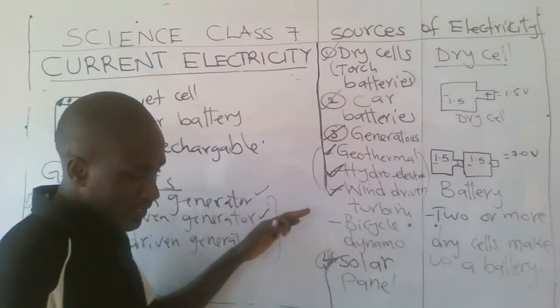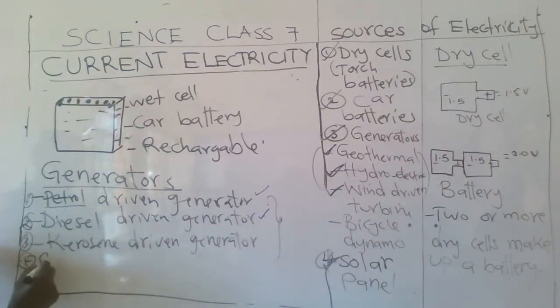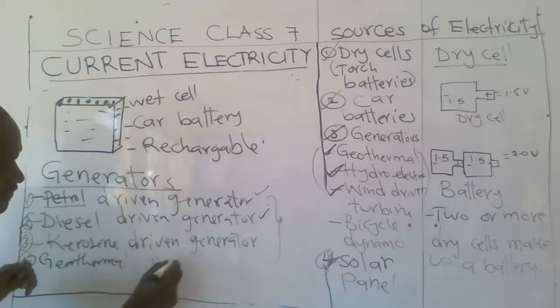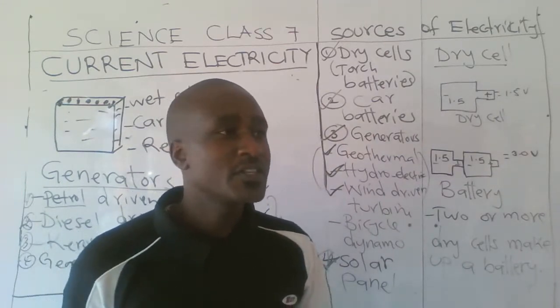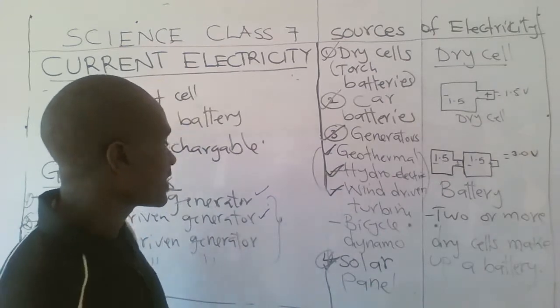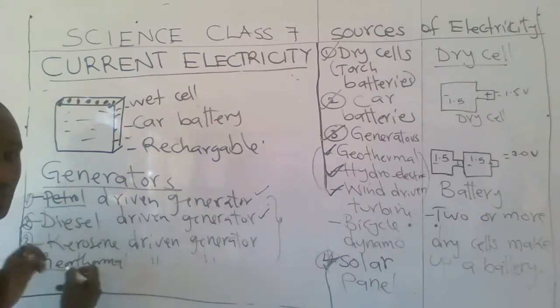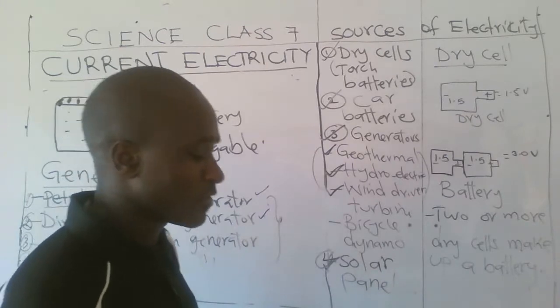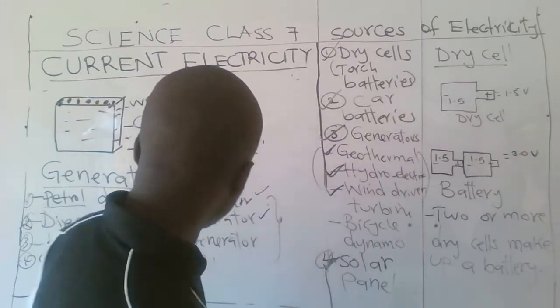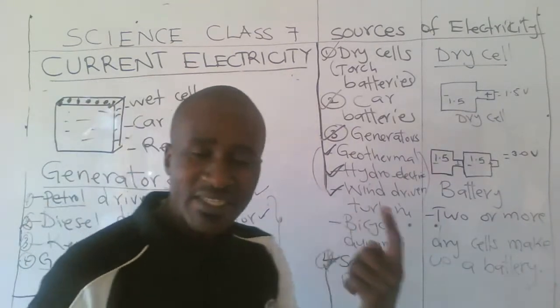Now I'll come to the geothermal-driven generator, which is number 4. When you talk of a geothermal-driven generator, this one uses energy from the earth. Geo means earth, and thermal is heat, which means heat from the earth. So it is using the heat from the earth to run the turbine.